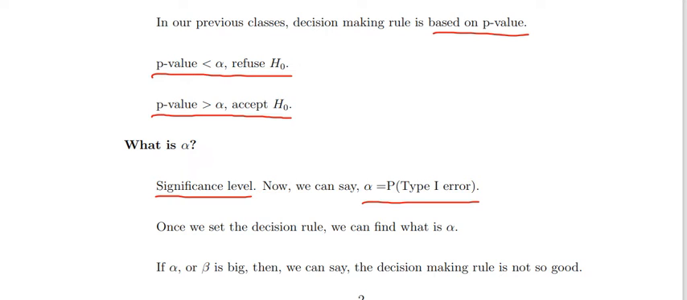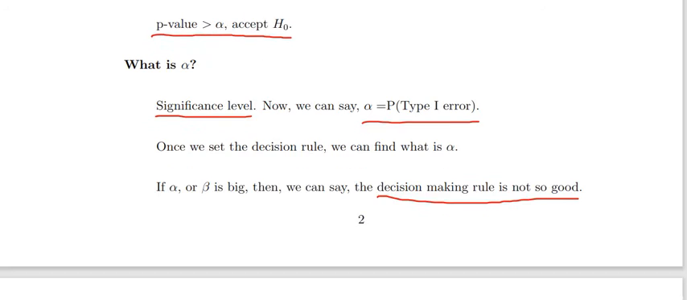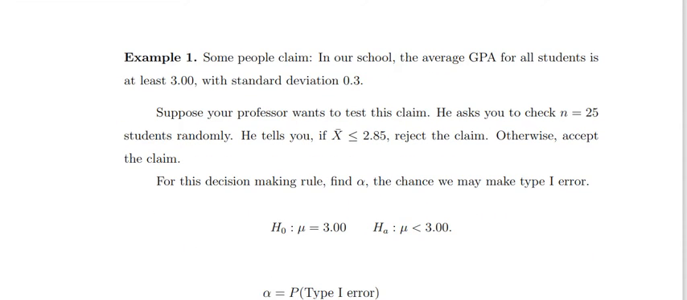Once we have a decision-making rule, we need to find alpha and beta to determine whether this decision-making rule is good or not so good. If alpha or beta are quite large, this means we have a large chance to make a mistake if we apply this decision-making rule. Okay, so now let's consider some examples.